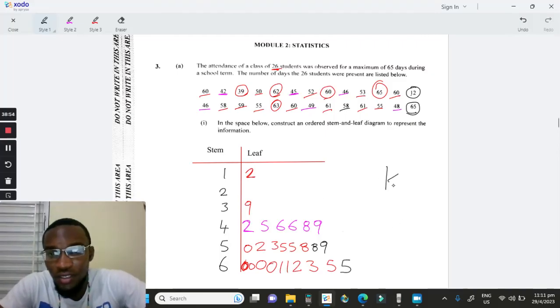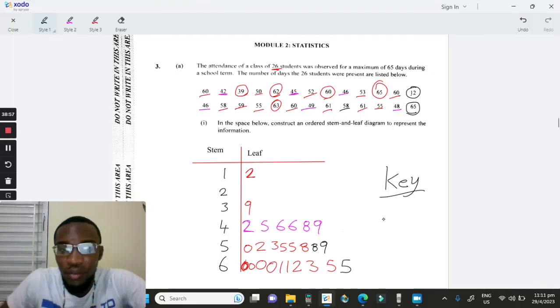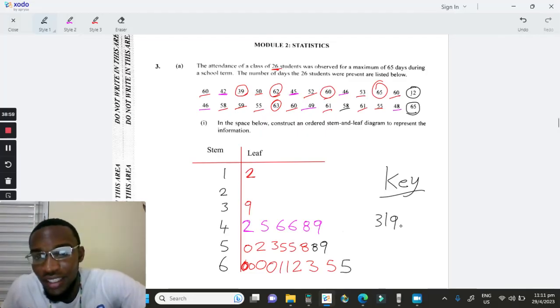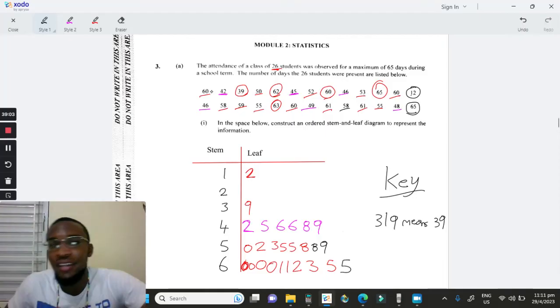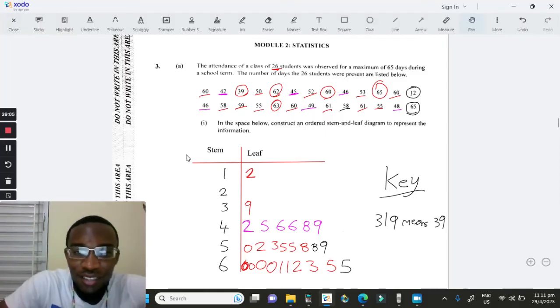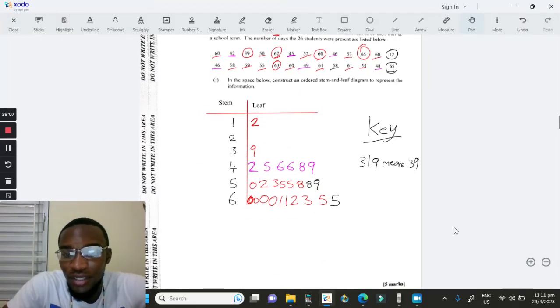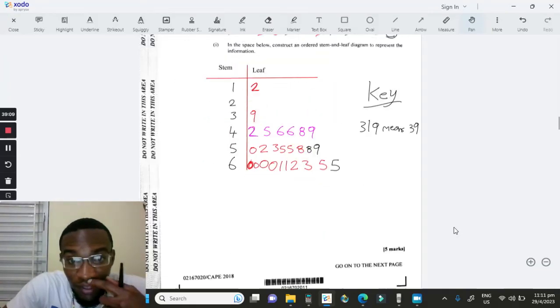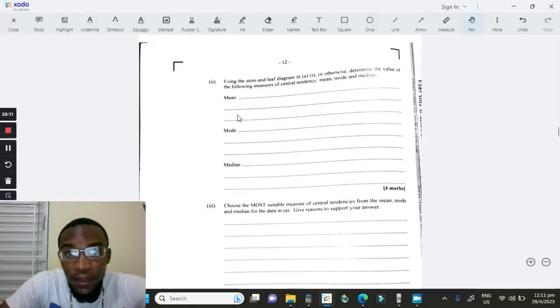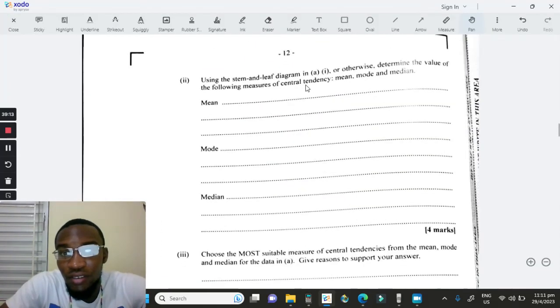Now, next thing you have to do is put a key. Tell them your key. 3/9 means 39. Now we'll finish. Easy 4 marks or 3 marks, but 5 marks they gave for that. Whoa. Now it says using the stem and leaf or otherwise determine the value of the following.